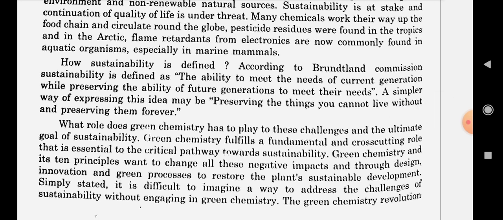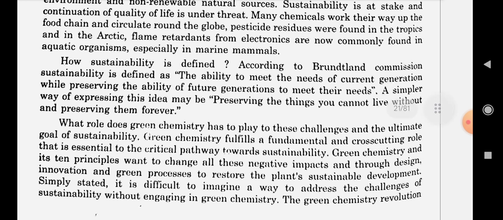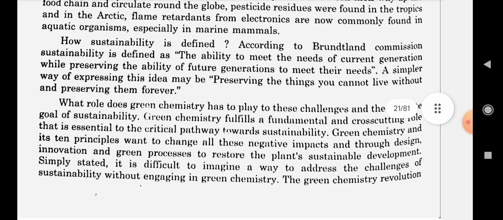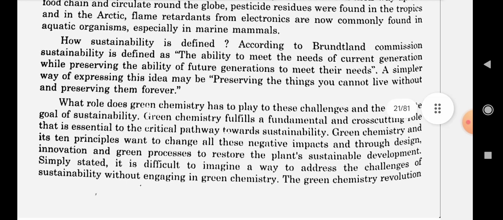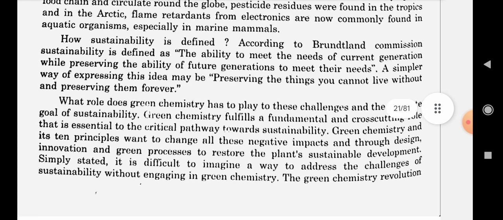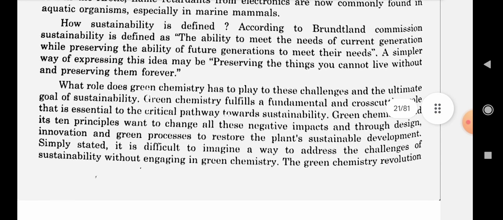Many chemicals work their way up the food chain and circulate around the globe. Pesticide residues were found in the tropics and the Arctic. Flame retardants from electronics are now commonly found in aquatic organisms, especially in marine mammals.